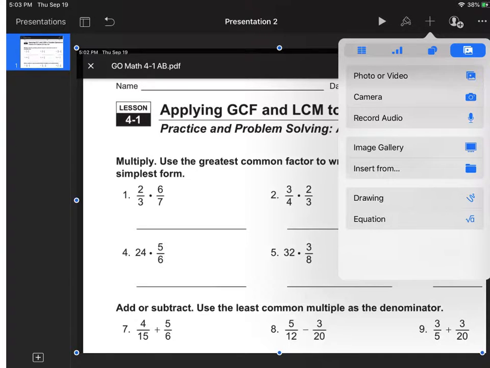My next problem is 24 times 5/6. Since it's a whole number, I have to put it over 1. 24 times 5, I couldn't do that in my head, so I had to write out the multiplication problem. 5 times 4 is 20, so I carry my 2. 5 times 2 is 10 plus 2 is 12. So right there I have 120, but I can't forget about my denominators. So I have 120 over 1 times 6, which is 6.